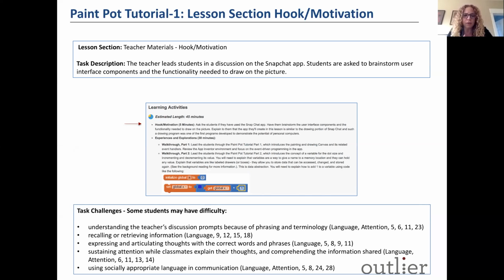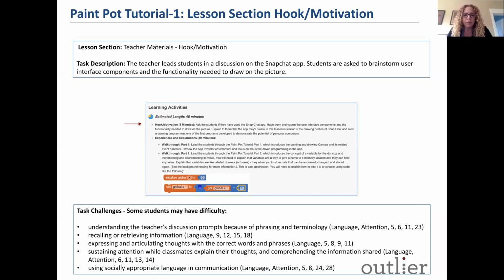And so what I will do is walk you through suggestions that were made, and you'll see in some of the boxes what's been pulled out are the suggestions that are part of the complete sheet. So if you see here, it says lesson section, and within the teacher materials, we're talking about a hook or a motivation. That's what it was categorized as. And here the teacher is going to lead the students in a discussion on the Snapchat app. So they're going to discuss Snapchat and what the components of the app are.